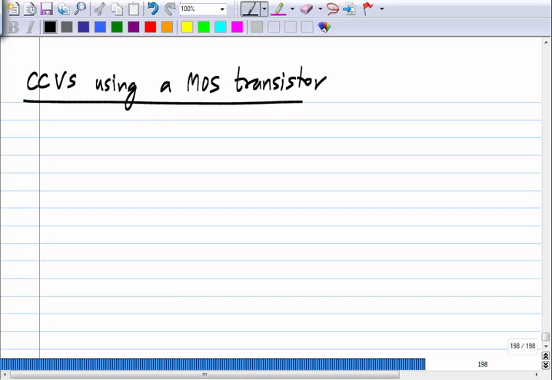Yesterday we were looking at the current controlled voltage source using a MOS transistor. And a current controlled voltage source, what should it do? If there is an input current II, the output voltage must be II times some proportionality constant which has dimensions of resistance, Rm. This Rm is called the transresistance or transimpedance of the amplifier. Okay.